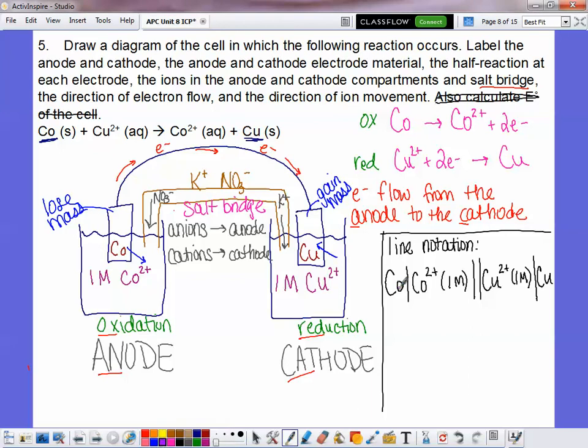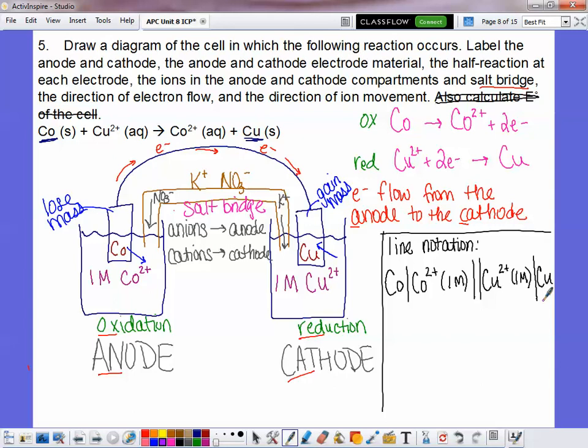So we have cobalt going to cobalt 2 plus. That's oxidation. That's the anode. And then we have Cu2 plus, copper 2 plus, going down to Cu. That's reduction. That's my cathode. So you just read that left to right. A single line represents a phase boundary between the two substances of that electrode. A double line represents a porous disk or salt bridge, separating the anode from the cathode.